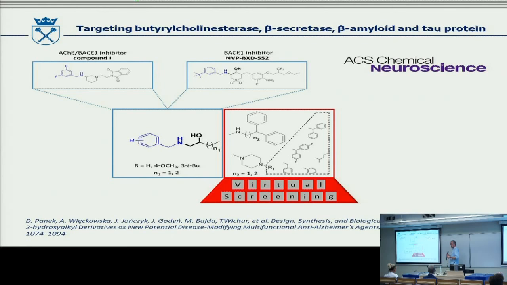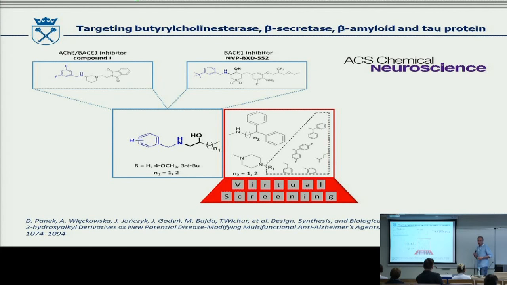Now I'm going to talk about research which we are performing in our department. And recently we described a series of compounds targeting butyrylcholinesterase, beta secretase, beta amyloid, and tau protein. And now I'm going to talk about the design of the compounds. We took a known beta secretase inhibitor. We took a compound which was designed and obtained in our department, a dual-acting acetylcholinesterase and beta secretase inhibitor.